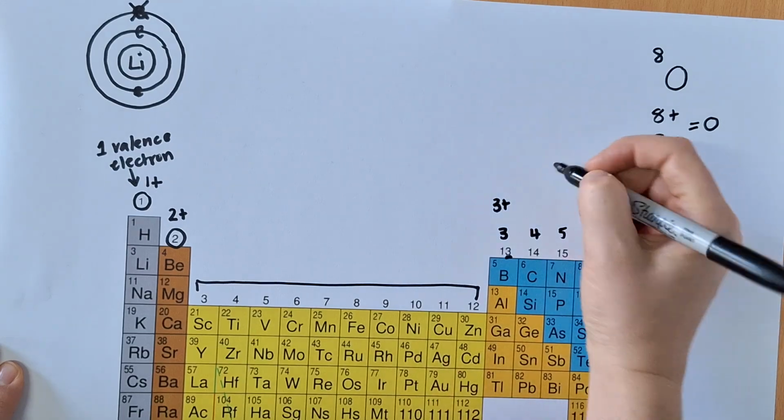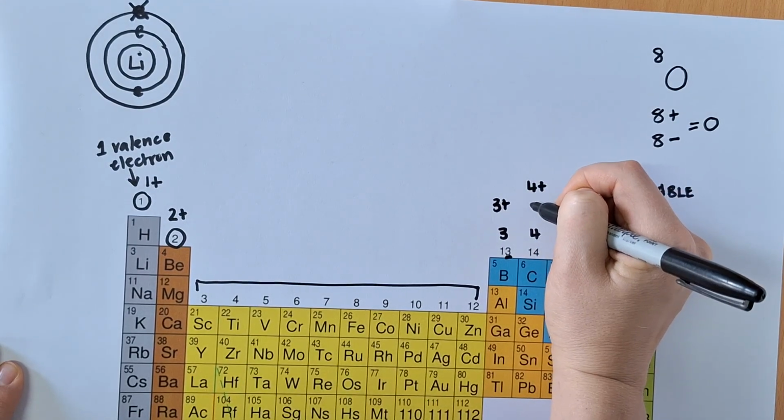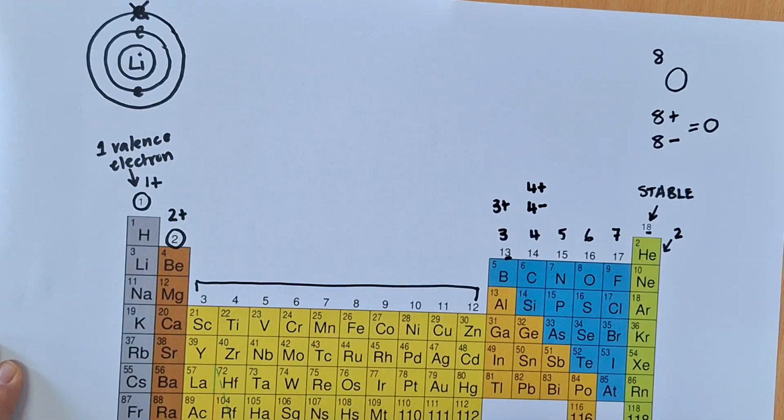So these elements can either form ions with charges of 4 positive, or if they decide to pick up 4 electrons to fill up their shell, gaining 4 negative things will give them a charge of 4 negative.